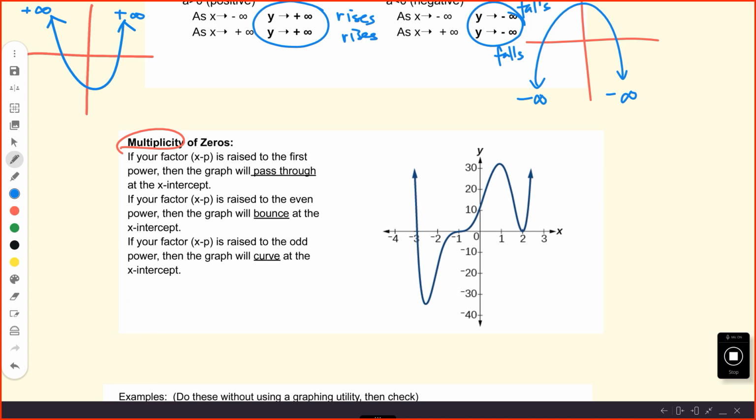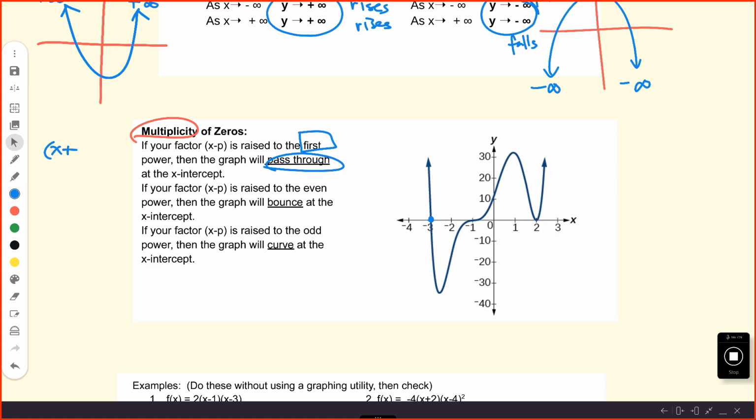So if you have passed through, that means the zero is just repeated once, meaning the power is just raised to the power of 1. For example, this one is passed through, right? So I can write this as a factor. When you write it as a factor, that's x plus 3, right? Because if you solve for x, x will be negative 3. If that's a negative 3, if you write it as a factor, it's going to be x plus 3. And that means this one is repeated once, raised to the power of 1, because that's passed through.